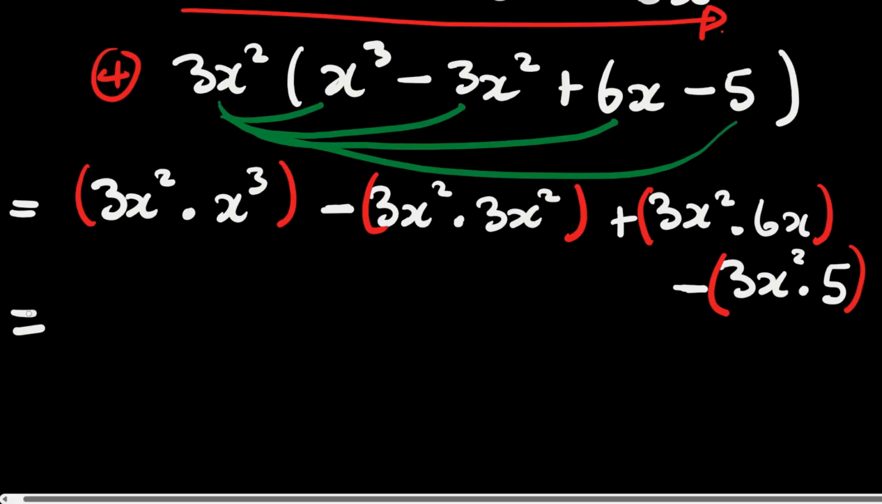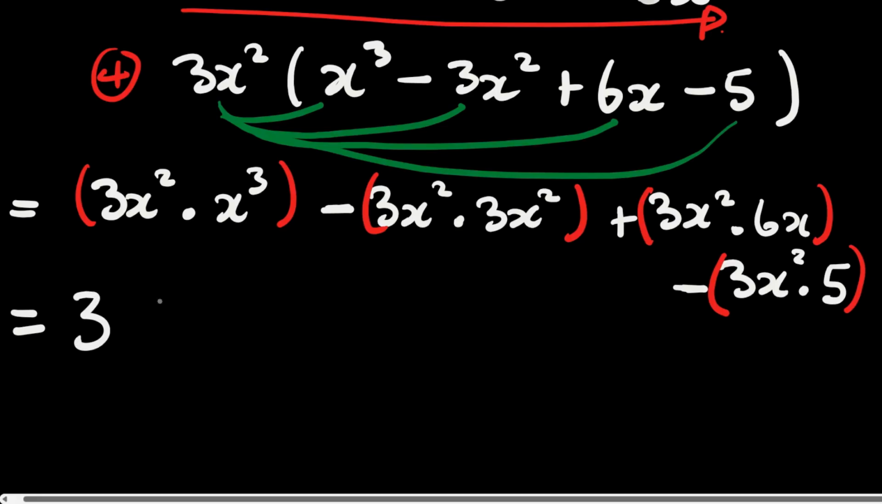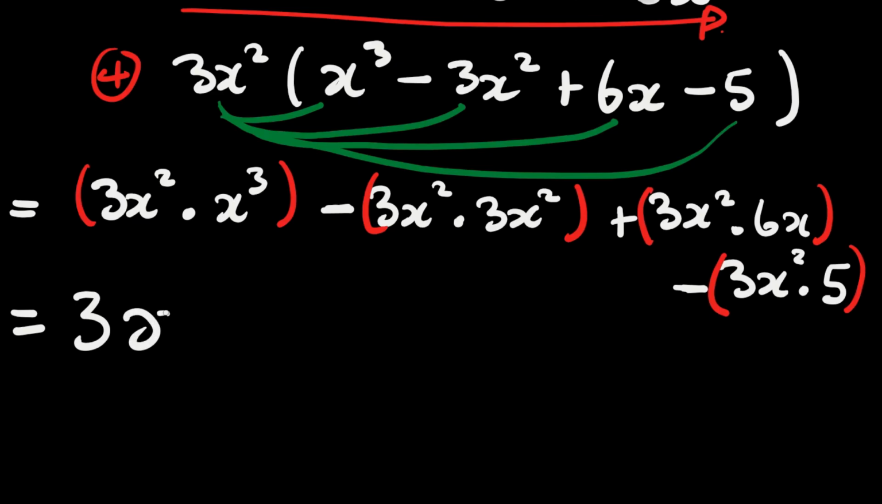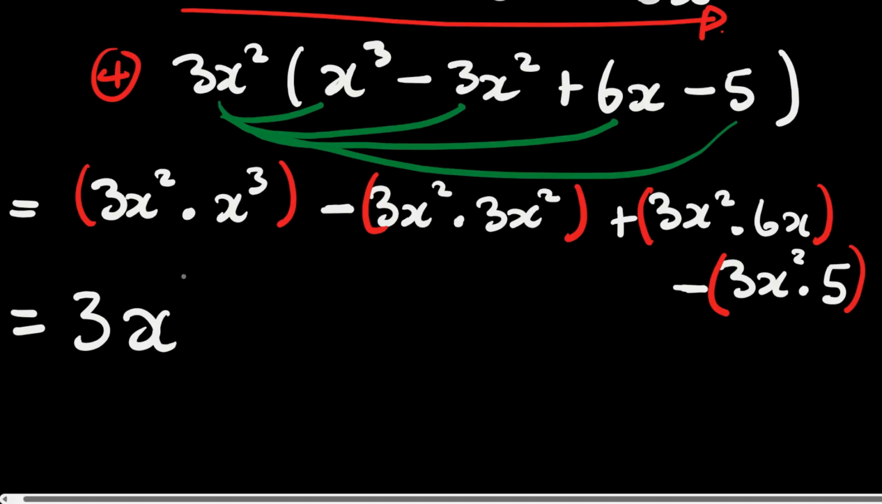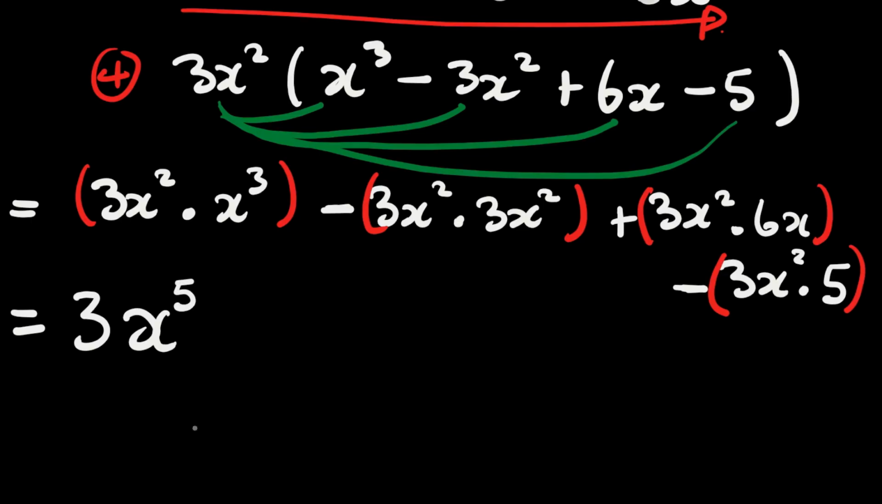Now let's simplify. So it's 3x to the power 2 multiplied by 3x to the power 3. So we know that 3 doesn't have a friend to multiply with, but x squared and x to the power 3 can multiply. So it's x to the power of 2 plus 3, which is equal to 5.